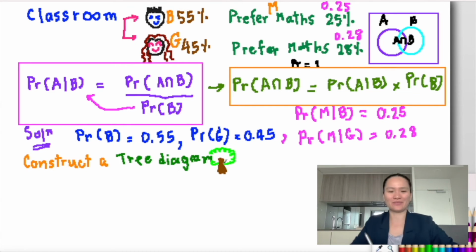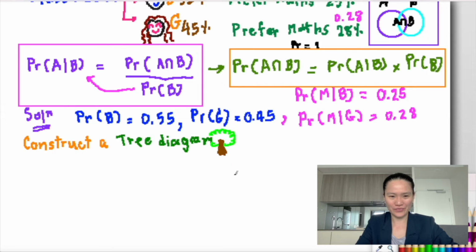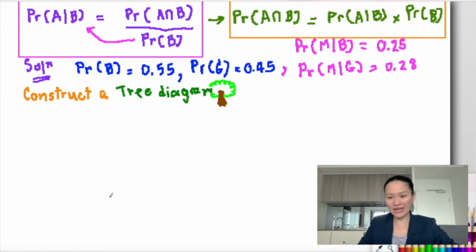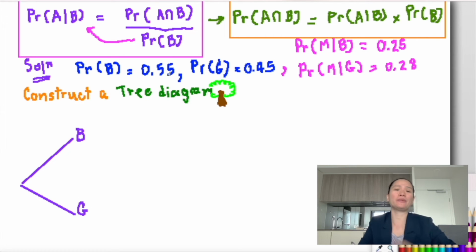Alright, let's see. Okay, what information do we have here? Let's start first. I use the purple color from here. Boy and girl. Okay, let me write it out here. We have boy and girl. And we know that the probability for boy is 0.55.